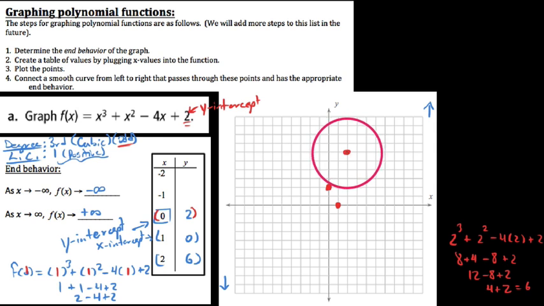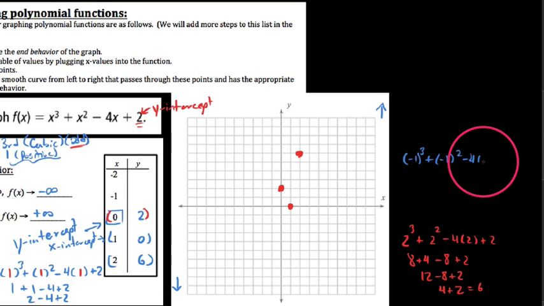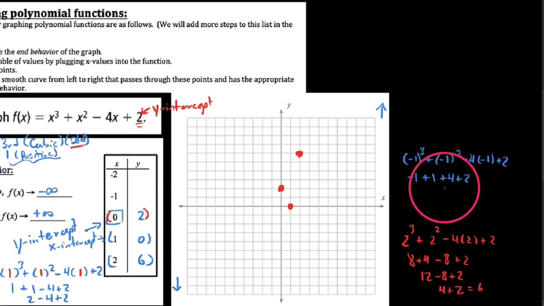Okay. So now let's go over to the left side here. We plug in negative 1. So negative 1 cubed plus negative 1 squared minus 4 times negative 1 plus 2. When we cube a negative 1, we get a negative 1, but when we square a negative 1, we get a positive 1. And a negative times a negative gives us positive 4, and then plus 2. So these ones just cancel out, and we get left with a 6 on this side also. So it must be at a height of 6 over here.